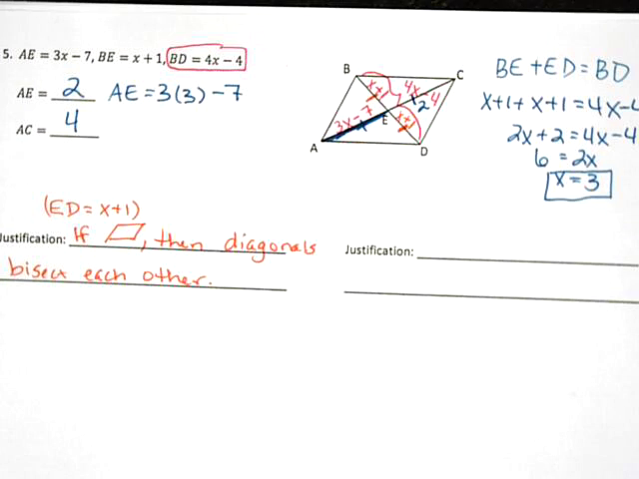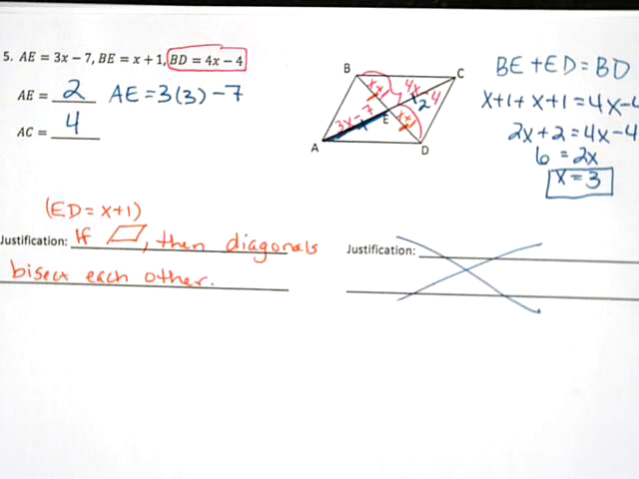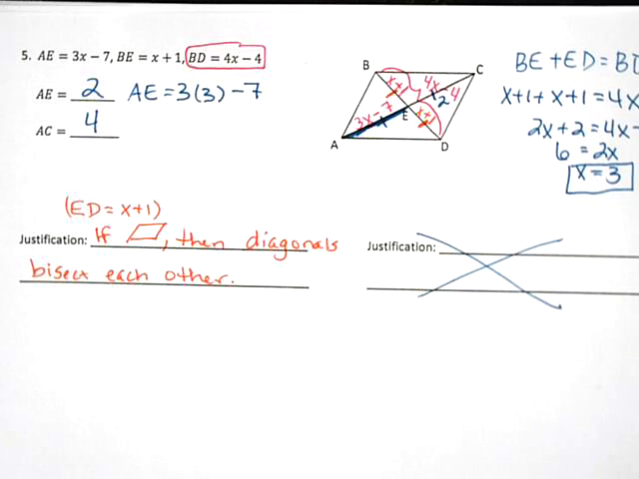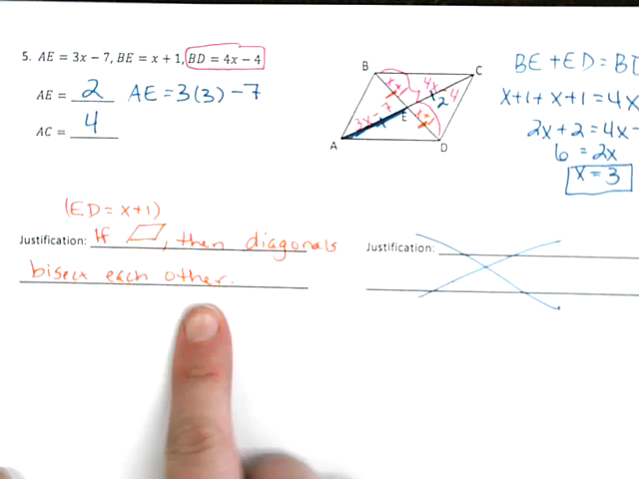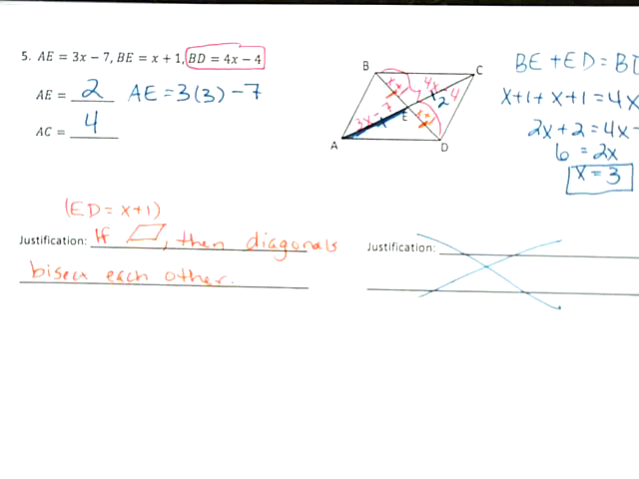Okay, we ended up using the same properties here, so we actually don't need this second justification. Okay, we were able to just double this for the same reason. Diagonals bisect each other.